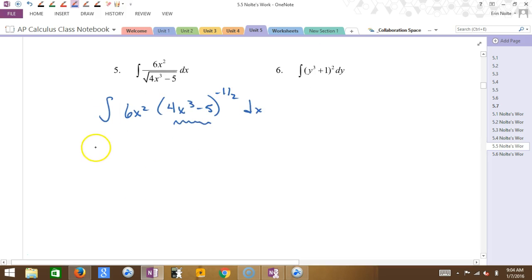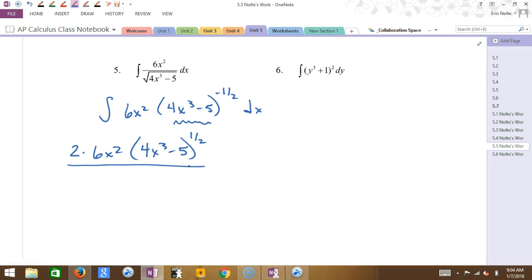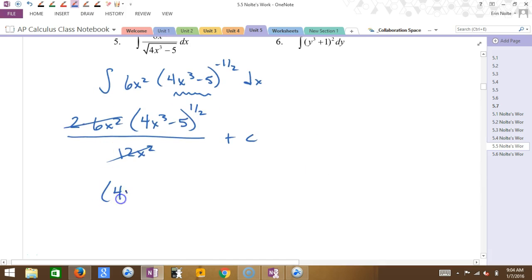Okay, so I've got 6x squared. Now I'm integrating this piece, so 4x cubed minus 5 to the 1/2. If I divide by a half, that's technically multiplying by 2, so I'm going to throw that in the front. And now I'm going to divide by the derivative of the inside. What is the derivative of the inside? 12x squared. Which magically does cancel.